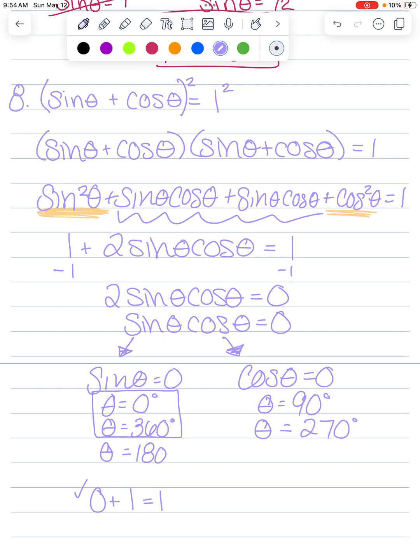So that one's good. At 180 degrees, sine of theta is... no. Sine of theta is 0. What am I doing? Cosine of theta is -1, which is supposed to be equal to 1, and that's not true, so 180 is an extraneous solution. At 90 degrees, sine is 1 and cosine is 0. That does add up to 1. At 270 degrees, sine is -1 and cosine is 0, which is not equal to 1. So that one doesn't work.